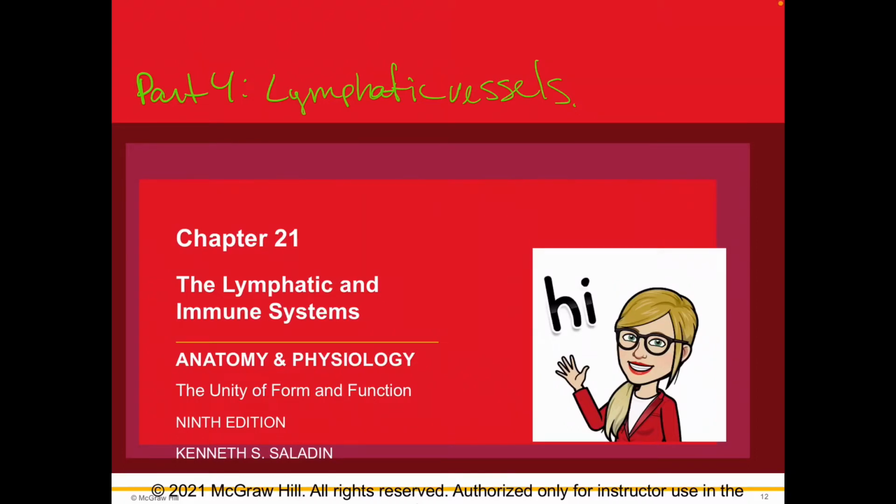Everybody, this is Lisa. I'm back and we are going to continue on with the lymphatic system. And this time we're going to look at the larger lymphatic vessels, not really capillaries. We did that one in part 3, but these are the larger ones.